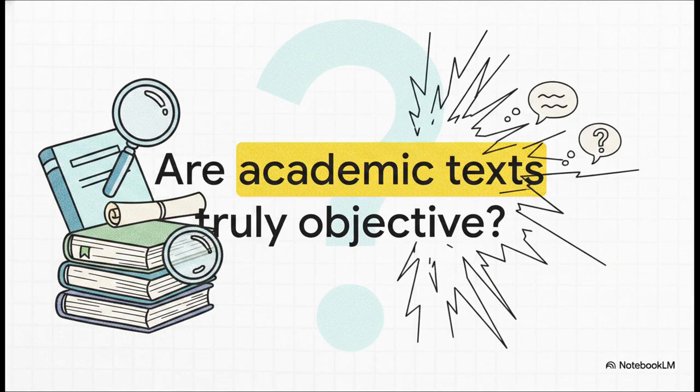So, think about it. Are academic texts truly objective? We usually just assume that textbooks, peer-reviewed journals, and formal research are 100% unbiased. We picture a historian or a scientist just listing cold, hard facts, right? Well, today, we're going to completely shatter that illusion. We're stepping into the shoes of academic detectives because, honestly, almost everything you read has a specific angle, and I'm going to show you exactly how to spot it.